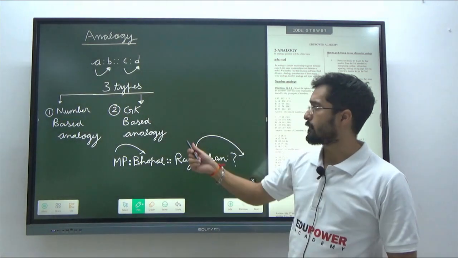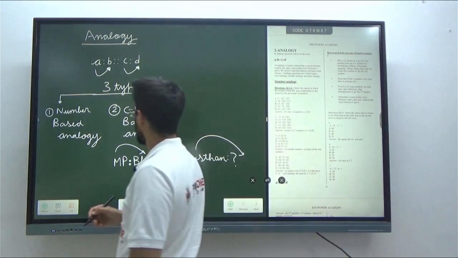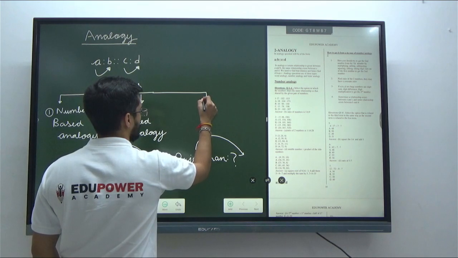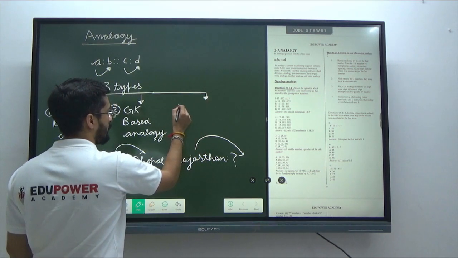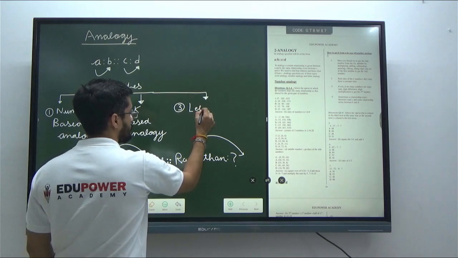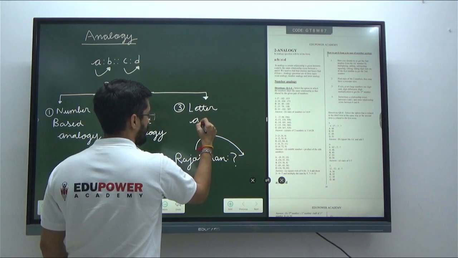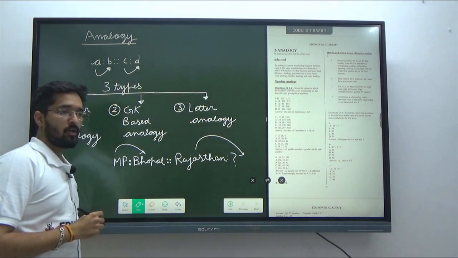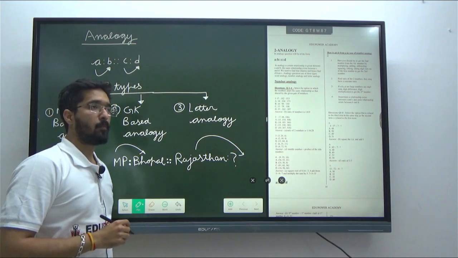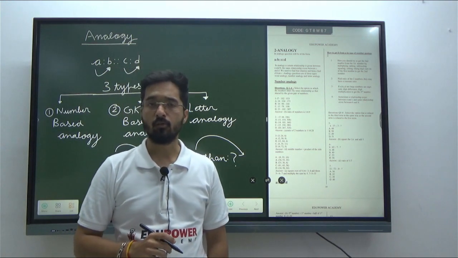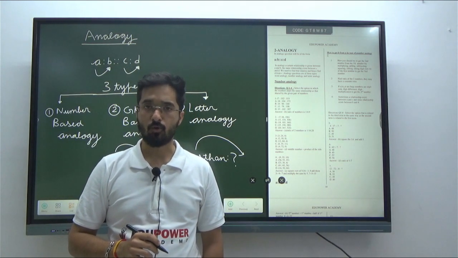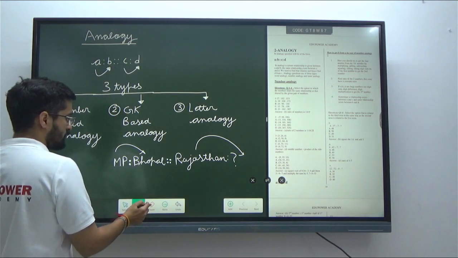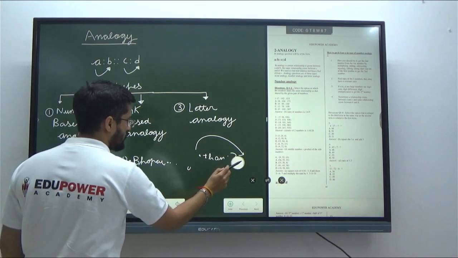The third type is your letter based analogy questions. In letter analogy questions, in place of A, B, C and D, what we have are alphabets or letters. So let's just get an idea of what letter analogy questions are.